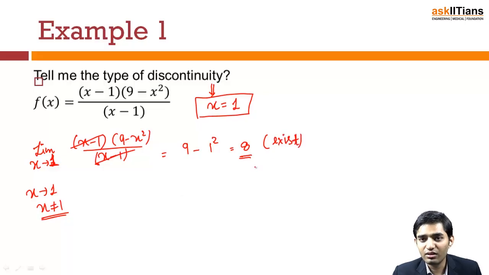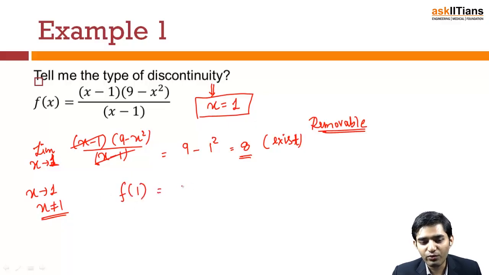So what will be the type of discontinuity? If the limit exists, the type of discontinuity will be removable. Now in removable, again we have to check whether it is missing point type or isolated point type. So for that we will find the value of the function. What is f of 1?